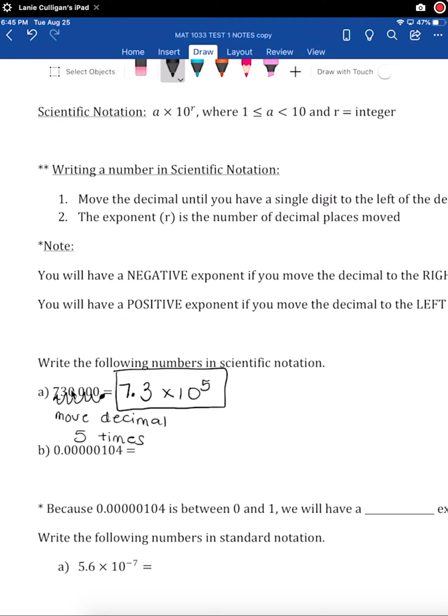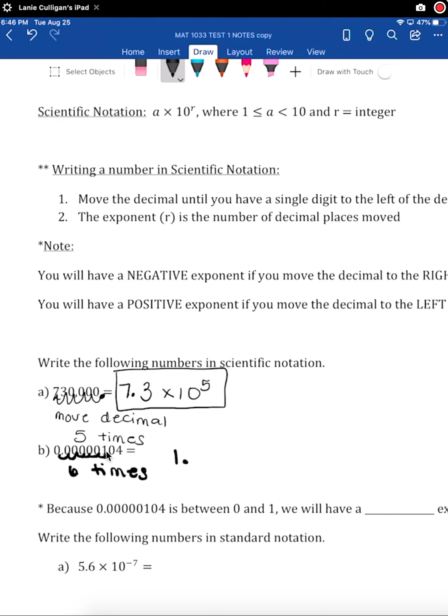So that's the same number written in different forms. Next example, 0.0000104. I'm going to take my decimal and move it until there's one number to the left of the decimal. By the way, 0 doesn't count, because I can write this as just .000 and not write that 0 up front. So I'm going to move that decimal until the 1 is in front of the decimal. So moving it 1, 2, 3, 4, 5, 6 times.